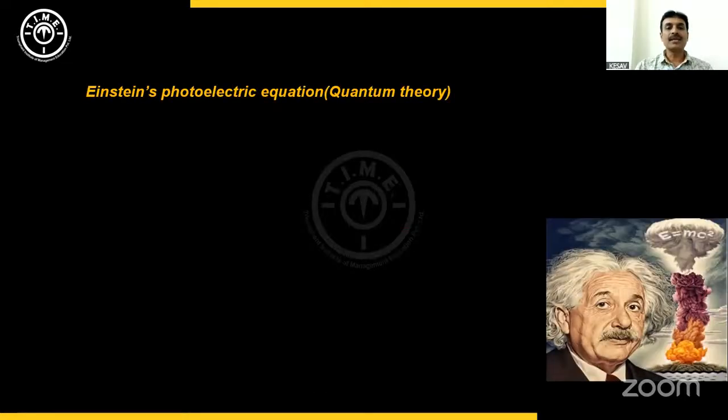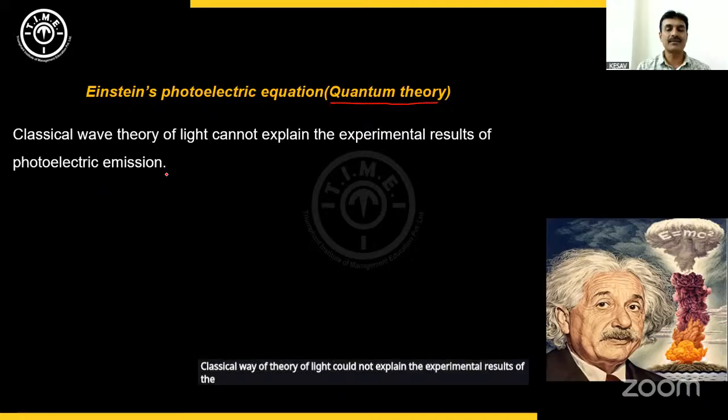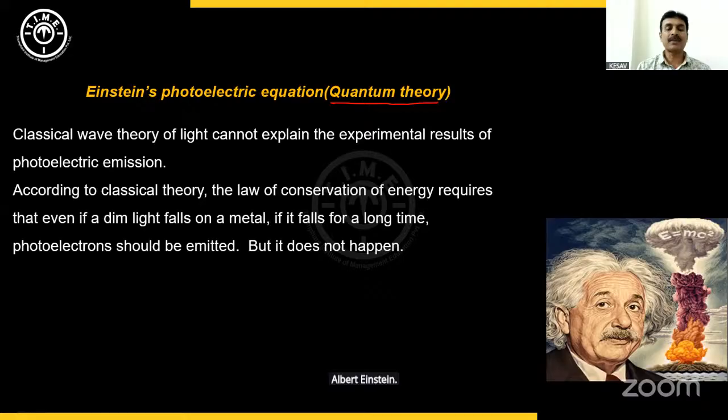Now, coming to Einstein's photoelectric equation or Einstein's explanation. See, Einstein's explanation is purely based on the quantum theory, which was proposed in the year 1900 by Max Planck. The classical wave theory of light could not explain the experimental results of the photoelectric emission. Then Max Planck's quantum theory was used by Albert Einstein to explain the experimental results of the photoelectric emission.